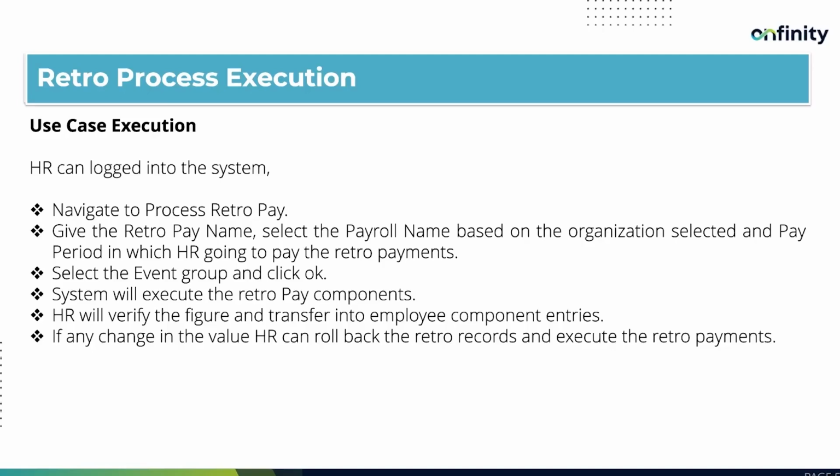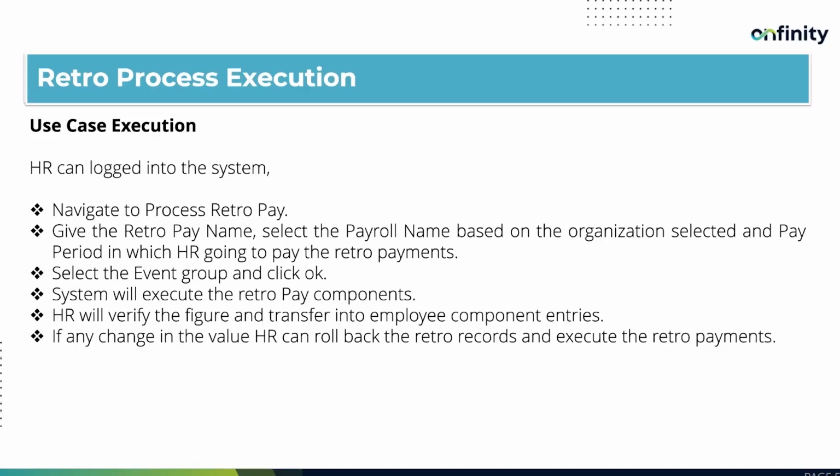The system will then execute the retro pay component calculation for the relevant employees. HR will then verify the calculated figures in the retro pay result window. Once satisfied with the results, they will transfer the retro payroll components into the employee's component entries to apply the retroactive adjustments. If any change or discrepancy is found in the value during verification, HR has the option to roll back the retro records and re-execute the retro payments after correcting the issue.